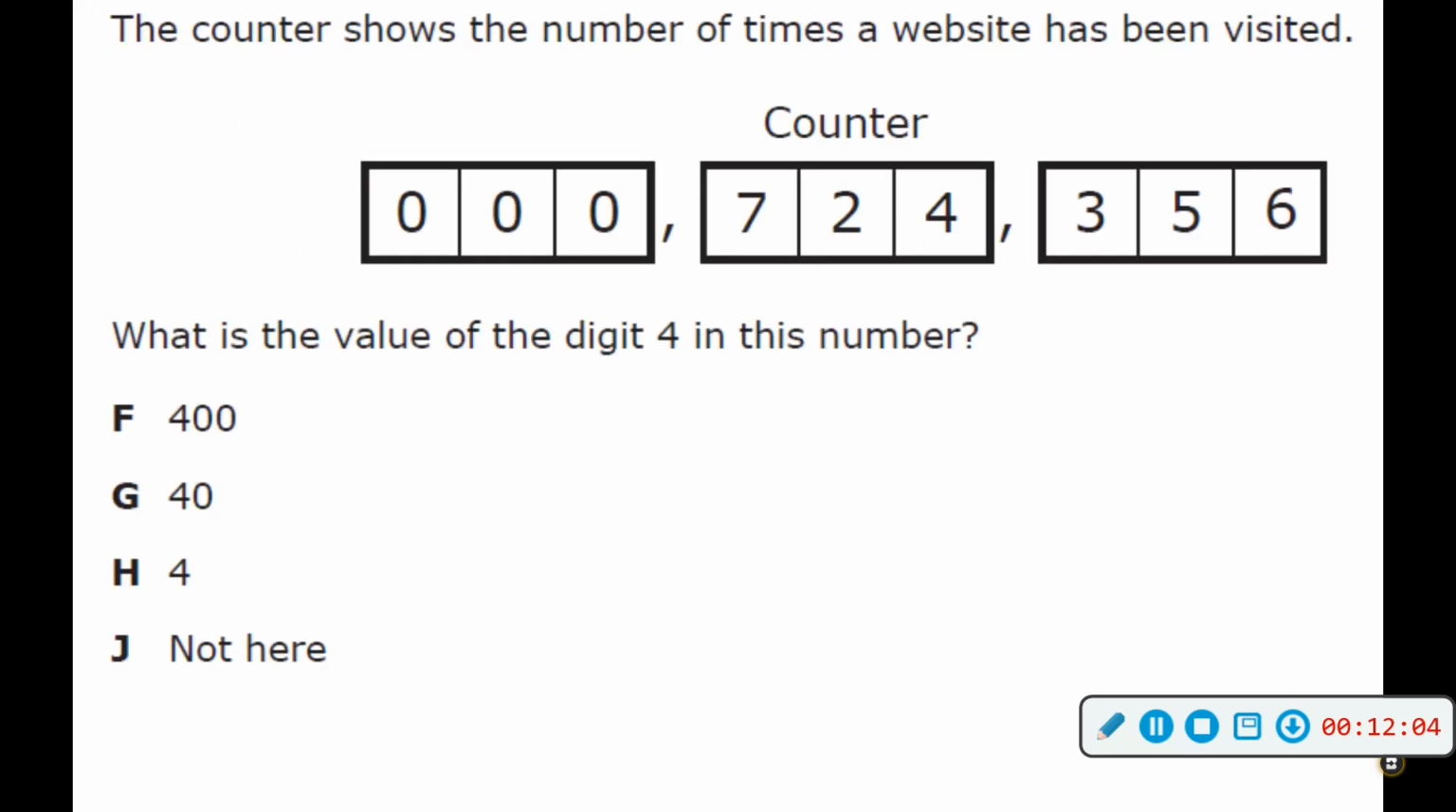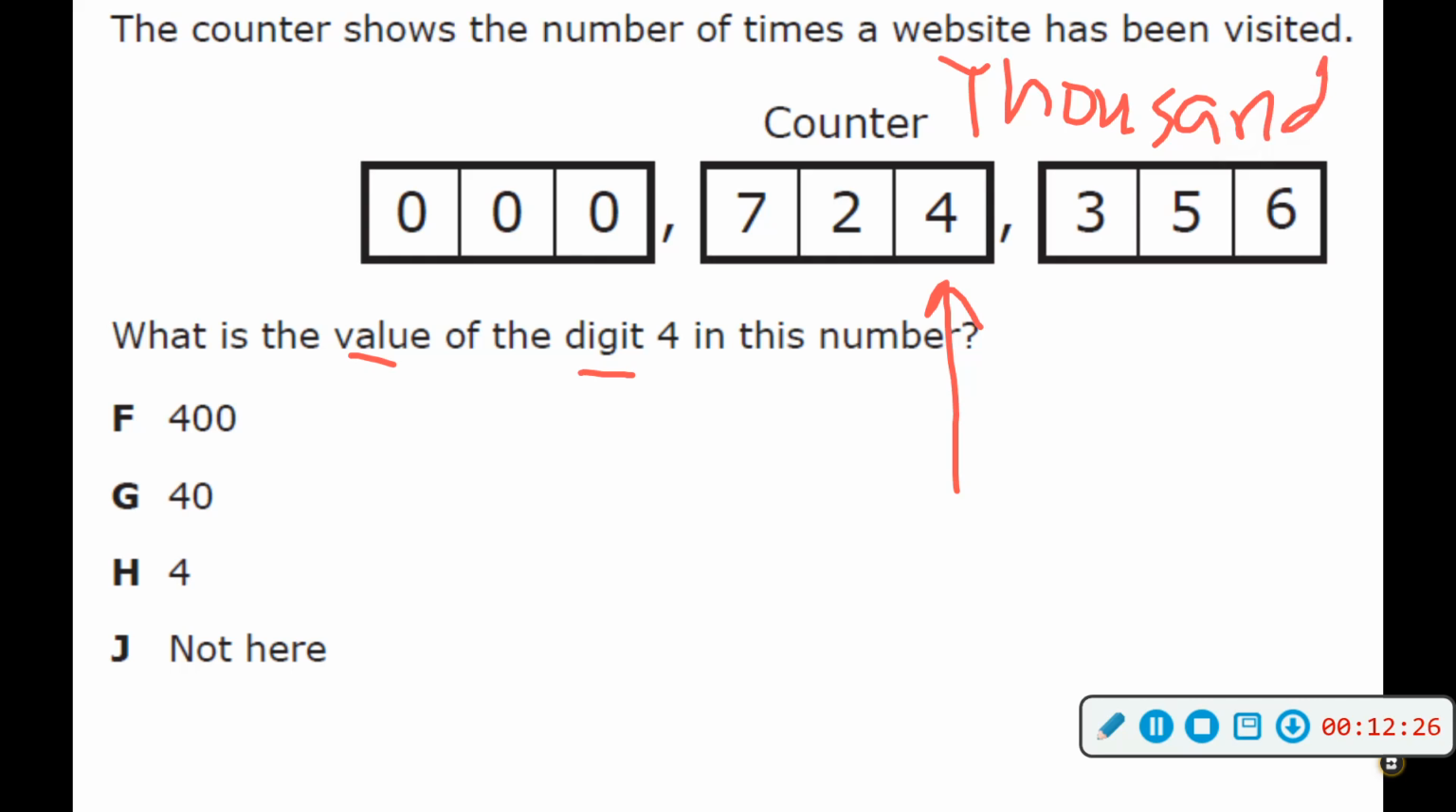The counter shows the number of times a website has been visited. What's the value of the digit 4 in this number? So we know that a digit is just a symbol. 4 is the symbol. We're looking at the value, which means I need to know what place that 4 is in. The 4 is actually in the thousands.